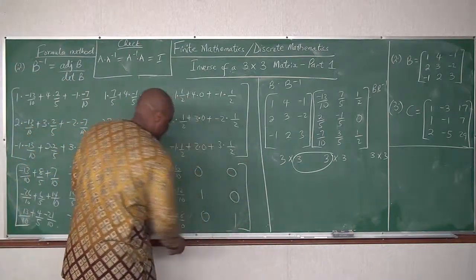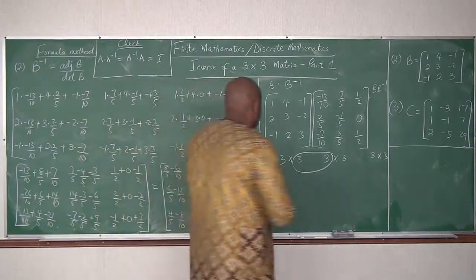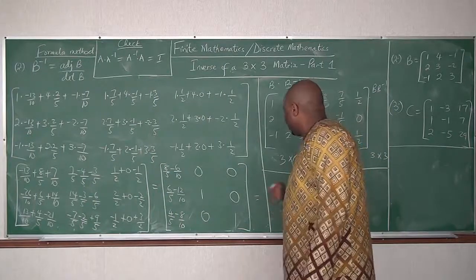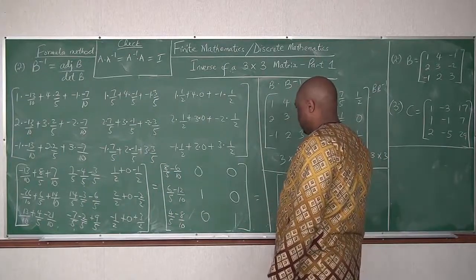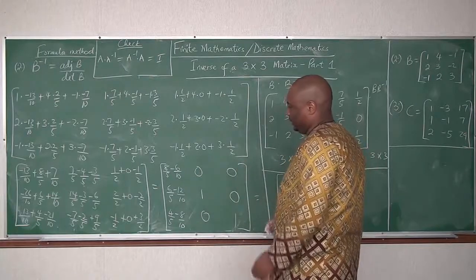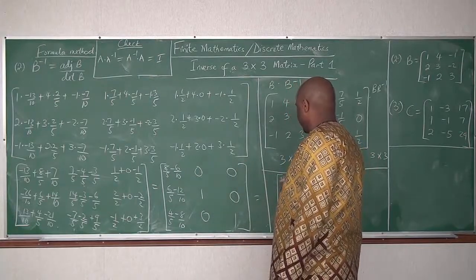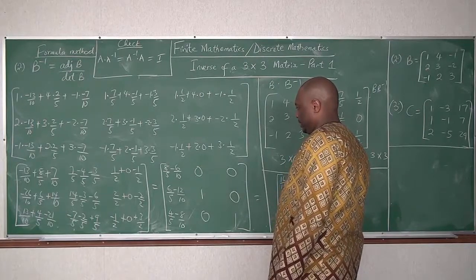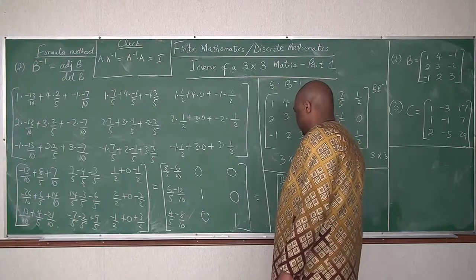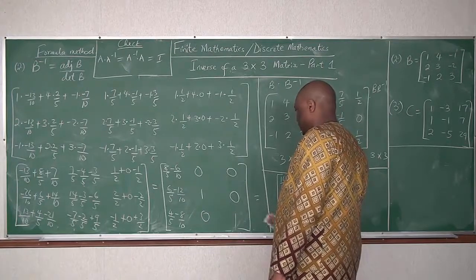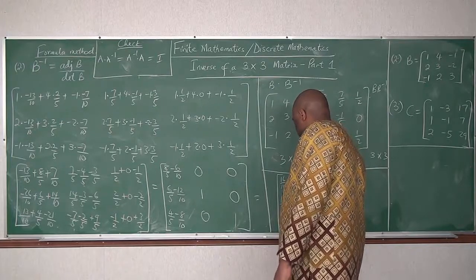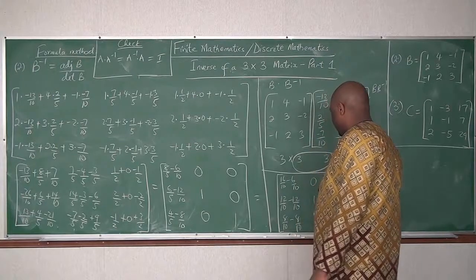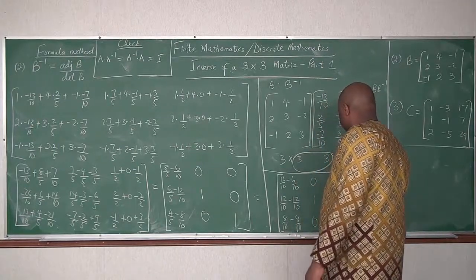Okay, let's finish up this and see. Remember, we have to get an identity matrix. Otherwise, we are in trouble. So this is equal to, if you combine it to the same denominator, this is a 16/10 - 6/10. This is a 12/10 - 12/10. And this is a 8/10 - 8/10. And this is a 0, 1, 0, 0, 0, 1.